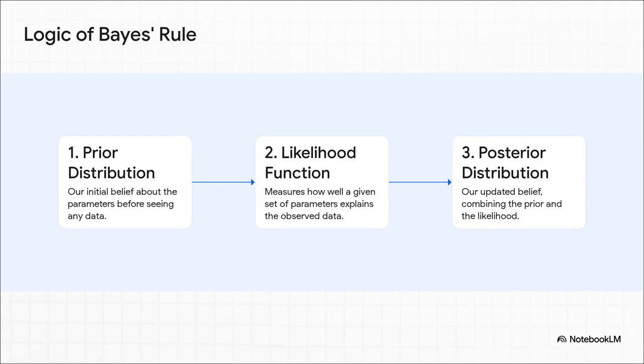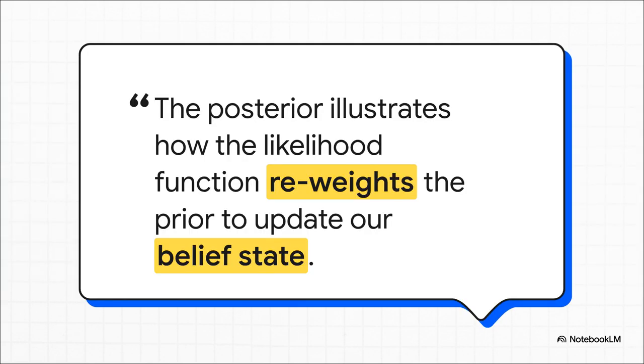And it all boils down to Bayes' rule, which is just a formal way of learning from data. Think of it like this. You start with a prior distribution. That's your initial belief, your best guess about the parameters before you've seen any data. Then comes the likelihood. This is the data talking. It measures how well any given parameter set explains the data you actually observed. And when you combine your prior belief with the evidence from the data, you get the posterior distribution, your new, updated, more informed belief.